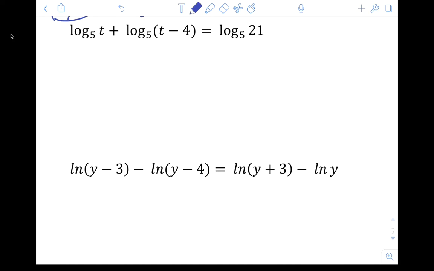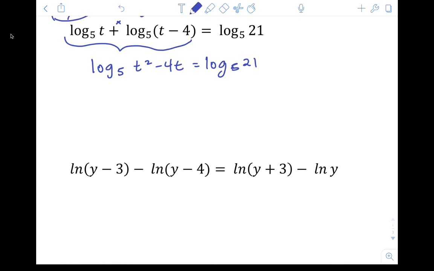Okay. Example 3. Hopefully by now you're catching on. Condense and drop the logarithms. When I condense, I don't know why I just said t. I forgot what I was doing for a second. Log base 5. How do I put together t and t minus 4? Remember, you're multiplying whenever you condense through addition. So that is t squared minus 4t equals log base 5 of 21.